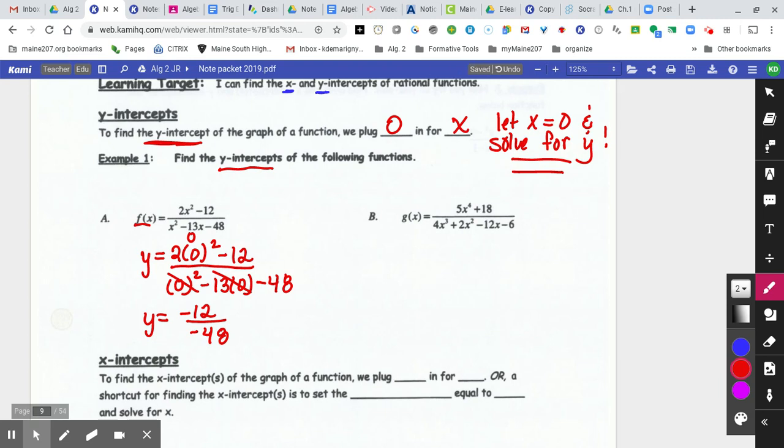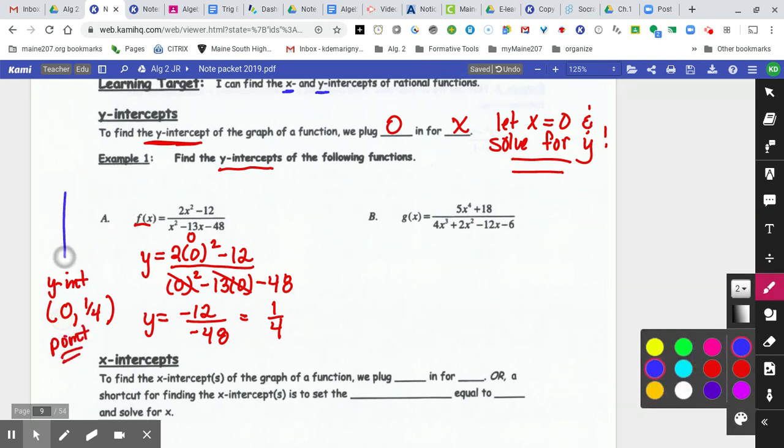So my y-intercept is this value simplified. 12 divided by 48 is 1/4. Now, if you remember, all of the y-intercepts you have done this year have always been 0 for the x and 1/4 for the y. It is a point where you cross the y-axis. So if you were going to draw the beginning part of this graph, your y-intercept would be at the point (0, 1/4). So it would be down kind of low on the graph. We're not asking you to do this part right now, but I just wanted to show you where it was.